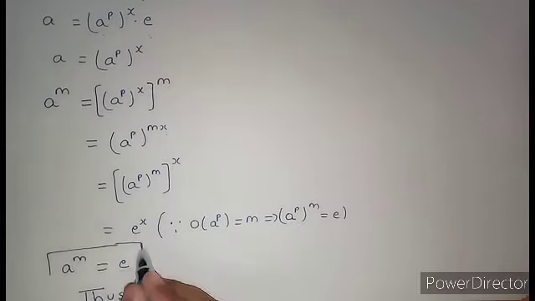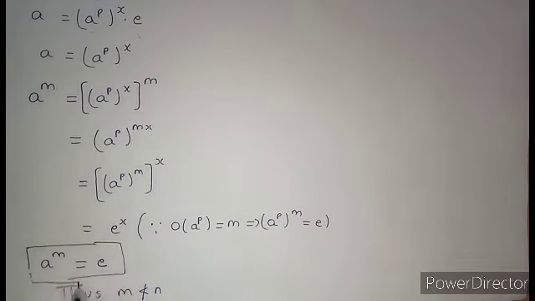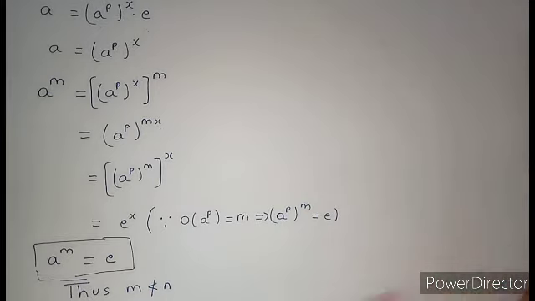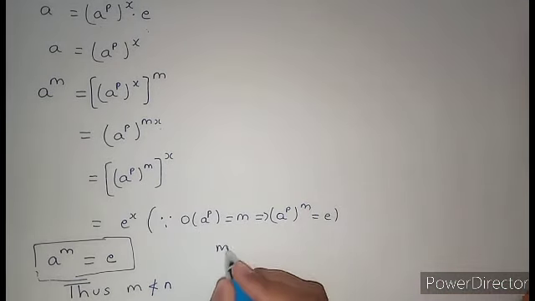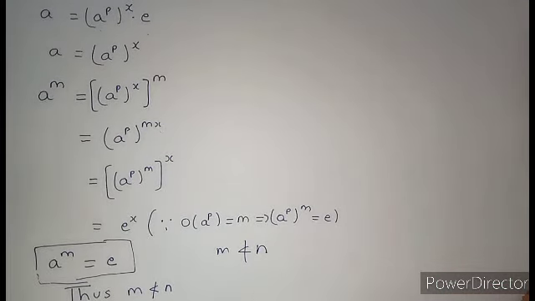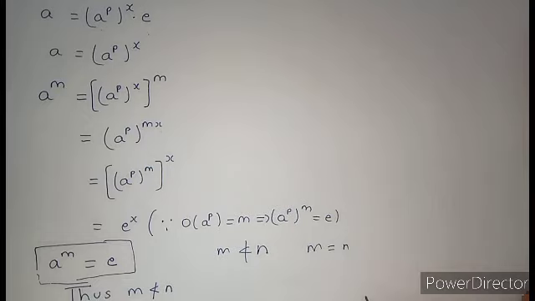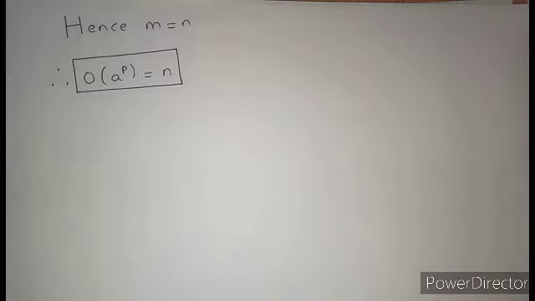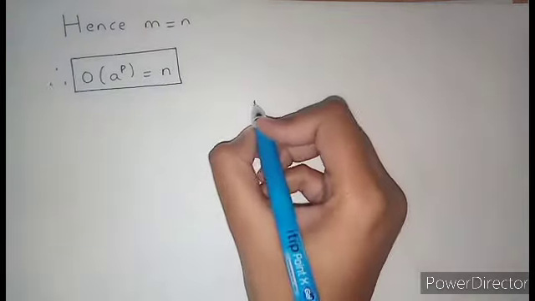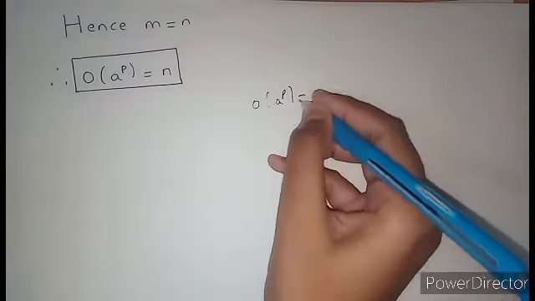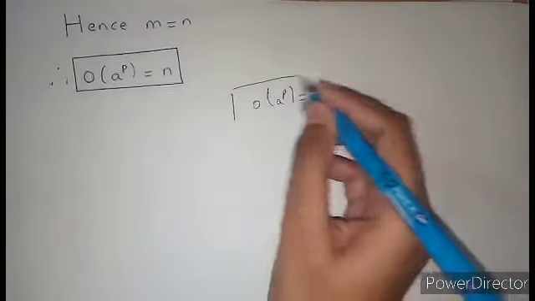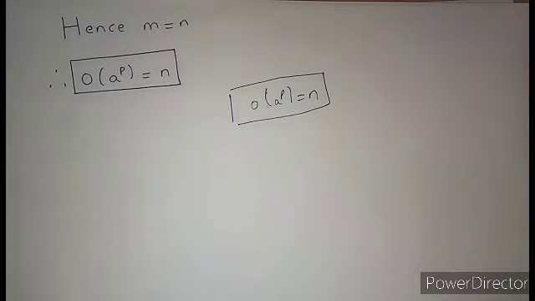But in the theorem they have mentioned that n is the least positive integer, right? So m cannot be less than n. So obviously m is equal to n, right? Hence m is equal to n. So the order of a^p is equal to n, right? Hence the proof. I hope you understood this theorem.